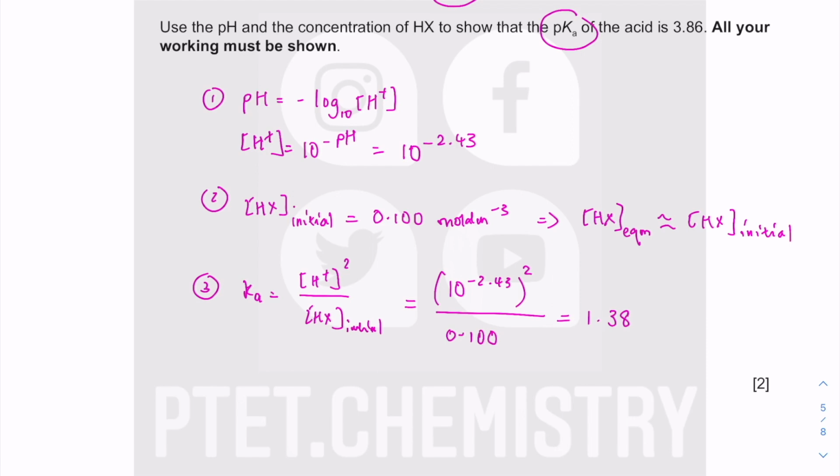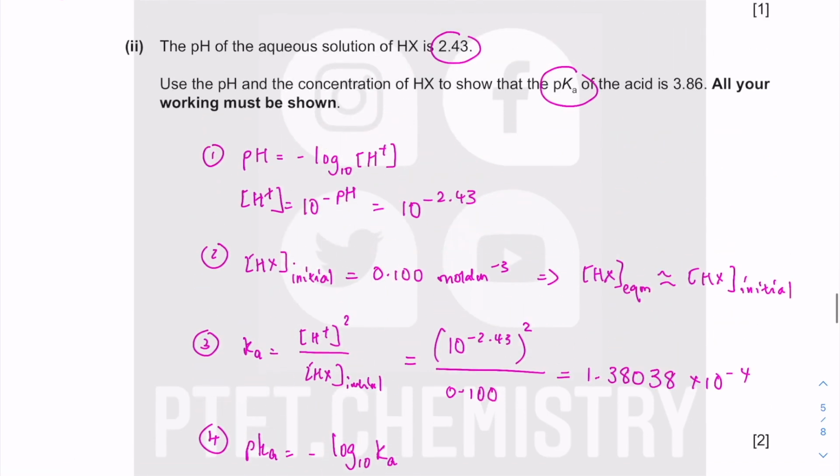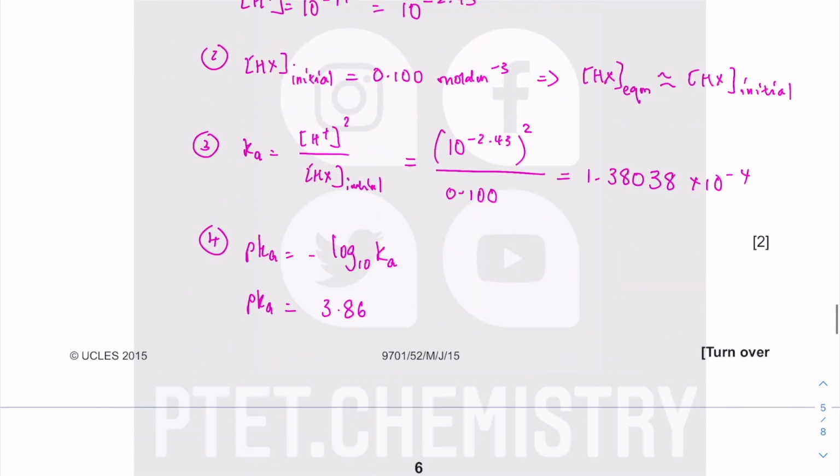I don't want to round too much too early, so I'll keep a more significant figure. I think this should be enough: 1, 2, 3, 4, 5, 6. Then, of course, pKa is equal to minus log10 of Ka. If you have your answer on your calculator, you can just straight away press log10 of that, and remember to take the negative value, and you get 3.86 exactly, and that is what they ask you to show. So I got 3.86, shown as required.